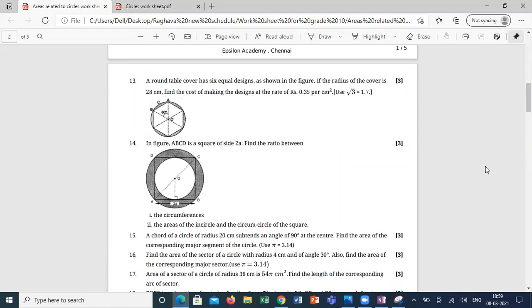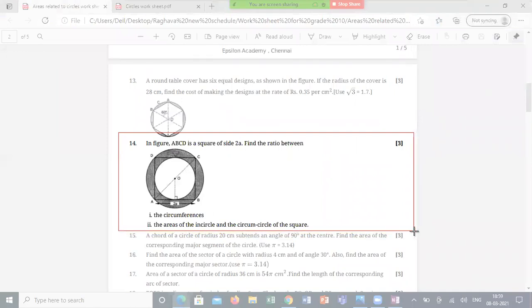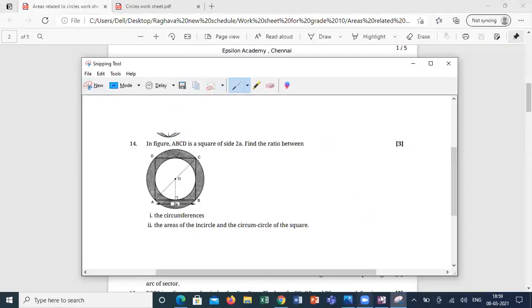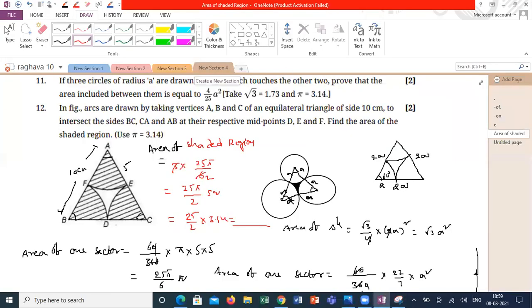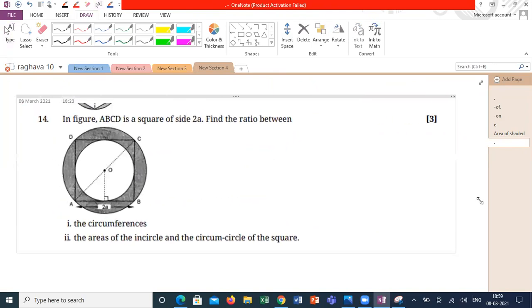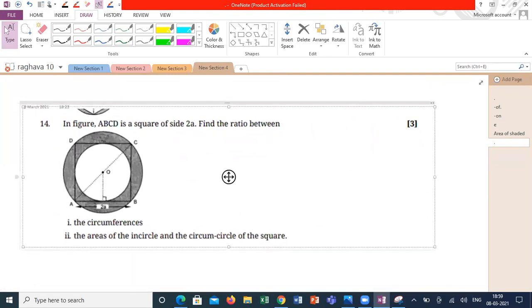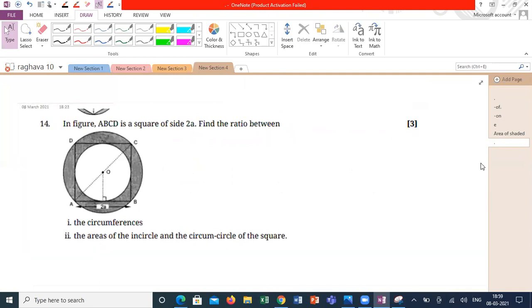I think this question is from the textbook. Please try one more time. Question number 13. We will go for 14, after that we'll go for 13. 14 is looking different, but 13 is available in the textbook. Please try this question. Read the question and try.